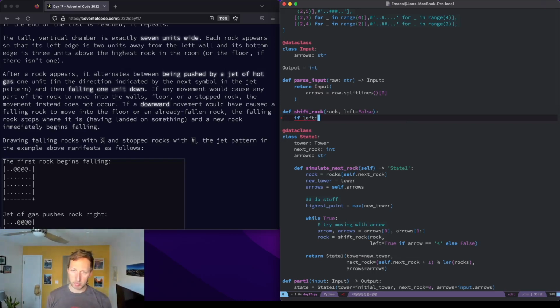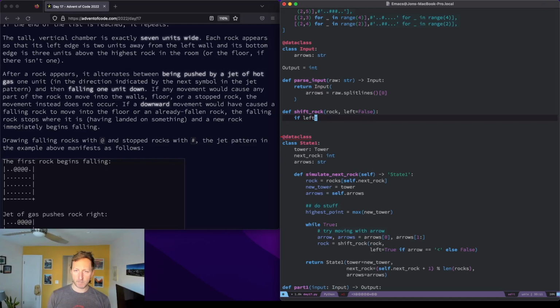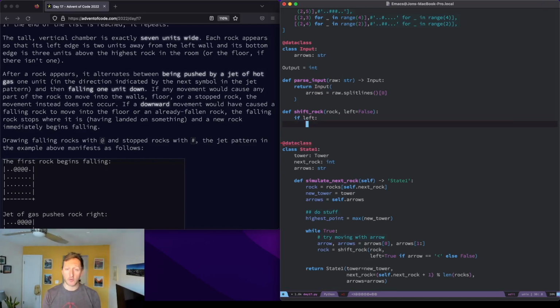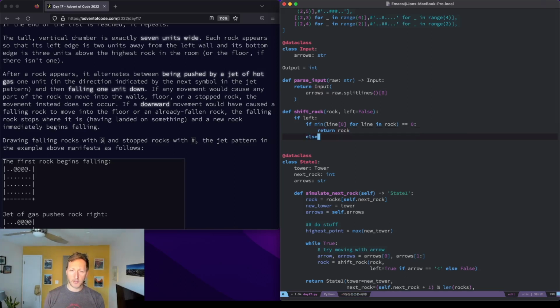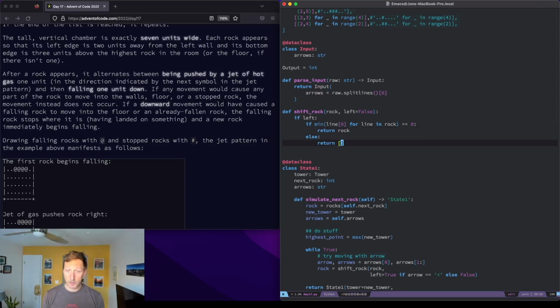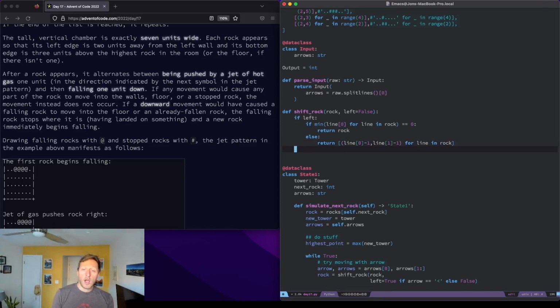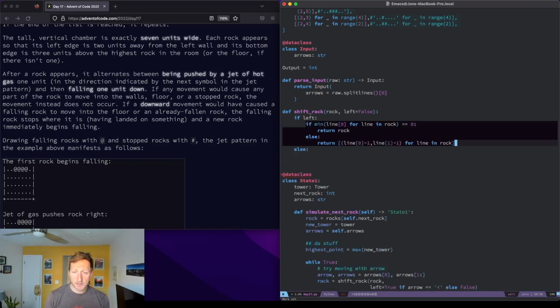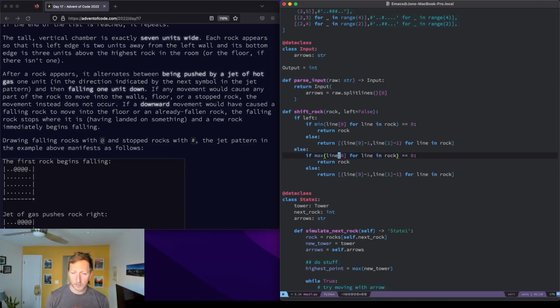If left, then we just have to check if any rock is already at 0. So if min of line 0 for line in rock is equal to 0, we don't move, return rock. Else we return line 0 minus 1, line 1 minus 1 for line in rock. Else, so if right, we just have to check if the max is 6, and do a plus 1 here. All right, so now we shifted. So now we know how to shift rock left and right.